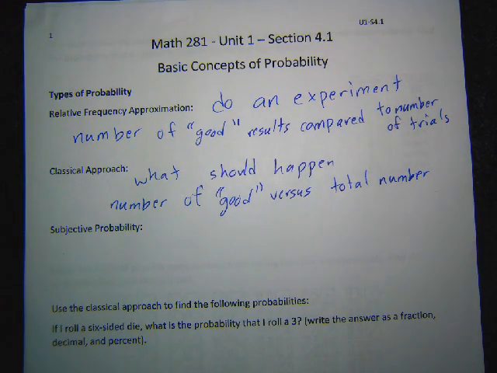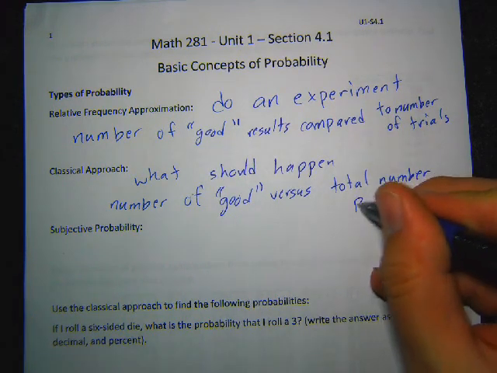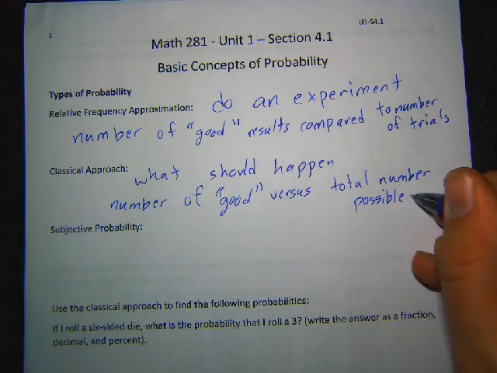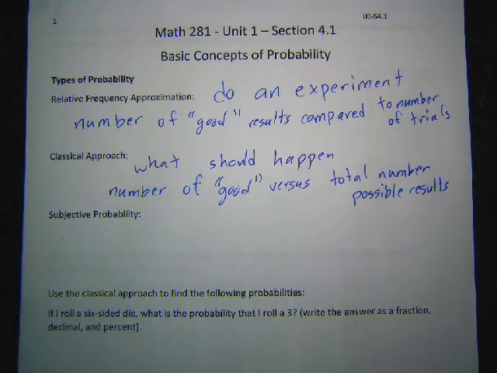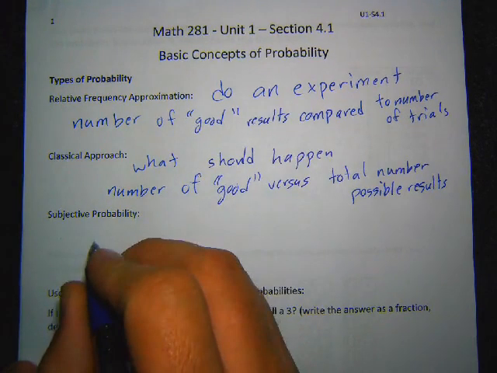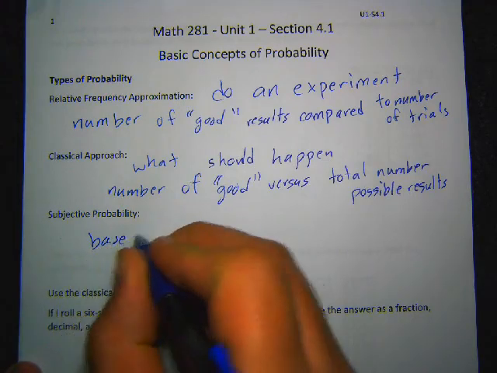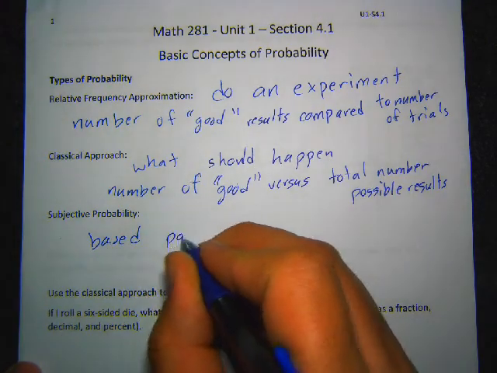You think, okay, how many possible good results are there versus how many total possible results are there? Okay, the last one is subjective probability. This one's not something that is super rigorous. We have a lot of mathematics to do, but it's one we use all the time. It's what you think about what should happen, based on your experience, your idea, observations you've had in the past. You just think, okay, what do I think will happen? So this is just based on past experience and observations.